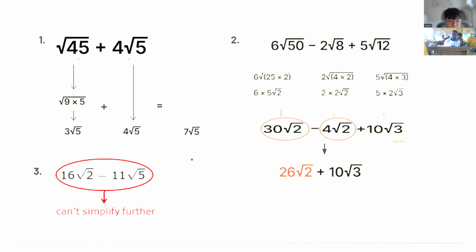So we looked at 3 cases. One was involving adding 2 terms like this. The second question was a little more complex. It was adding or subtracting 3 terms. And in the third case, we cannot simplify this. So we looked at those three cases together. I'll give you some time to write it down, then we can move on.